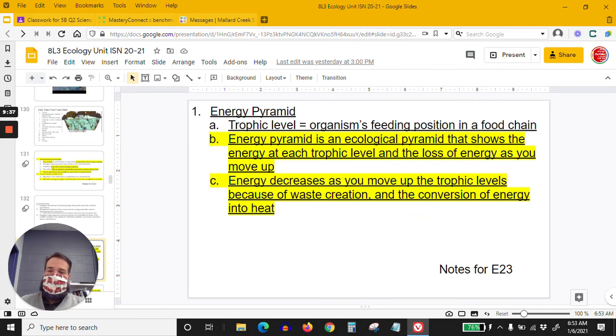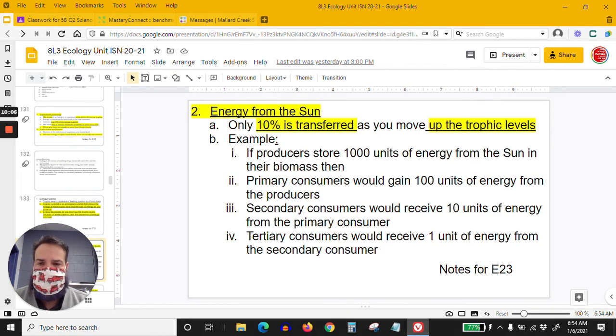Okay. Energy pyramid. An energy pyramid is like a trophic level pyramid, but with the energy pyramid, it shows you the energy flow. So it shows the energy at each trophic level and the loss of energy as you move up. Energy decreases as you move up the trophic levels because of waste creation and the conversion of energy into heat. Okay, 10% is transferred as you move up from the sun.